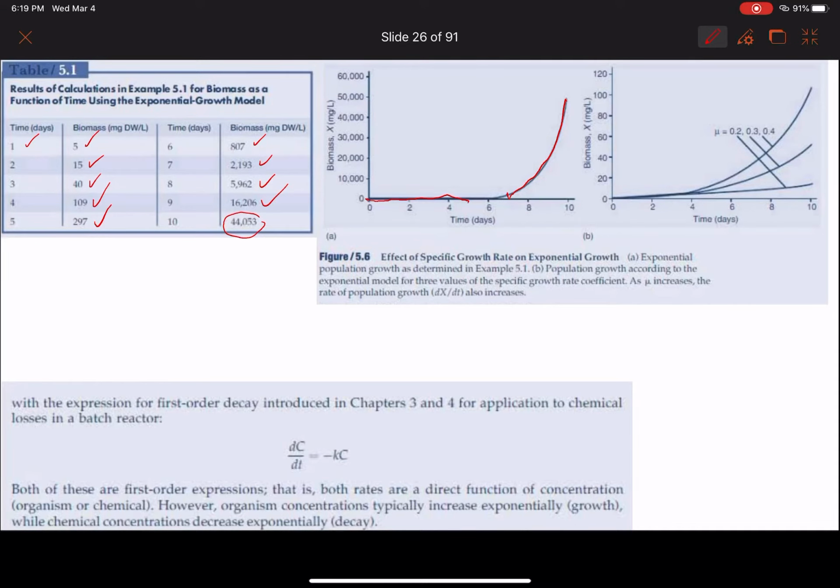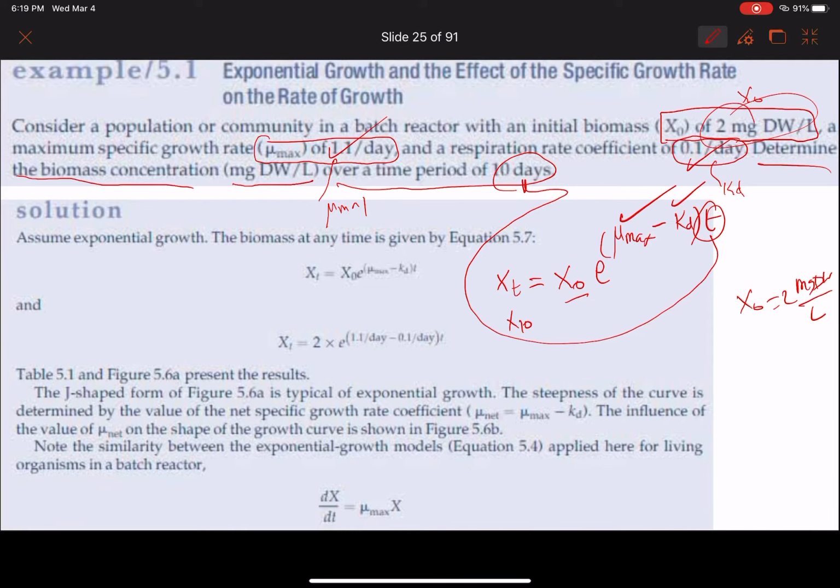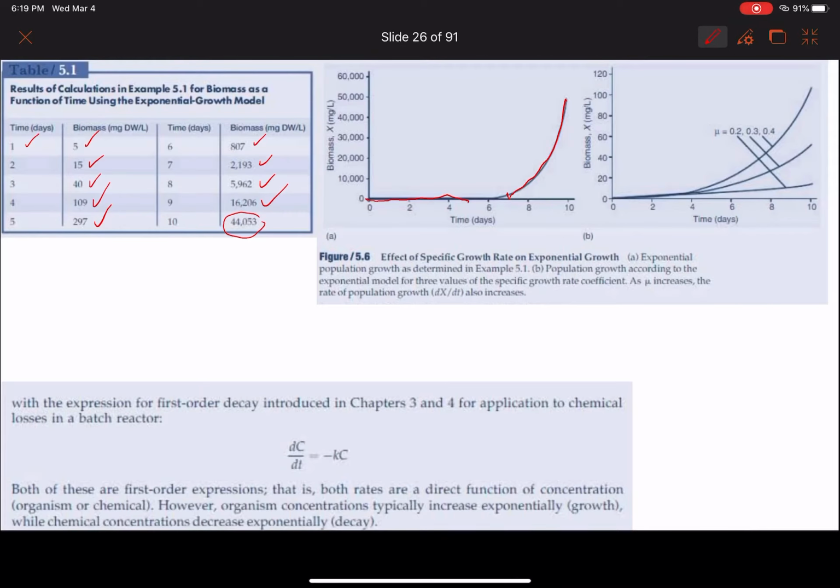And if you change the mu, of course, here we use what mu? We use mu max of 1.1. But if you use 0.2, 0.3, and 0.4, you can see that there are changes in the way this graph could be. So the maximum growth rate will determine how this graph will shape.